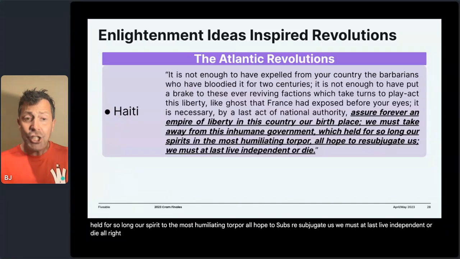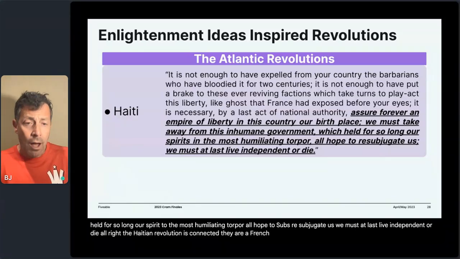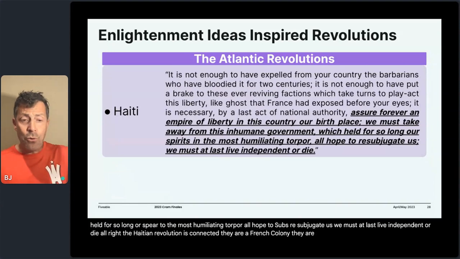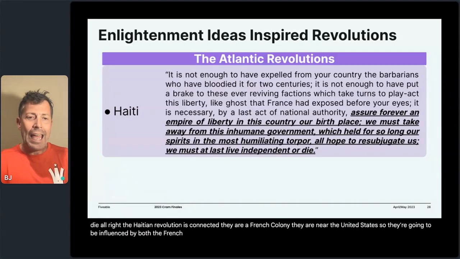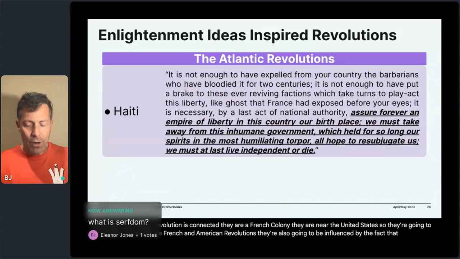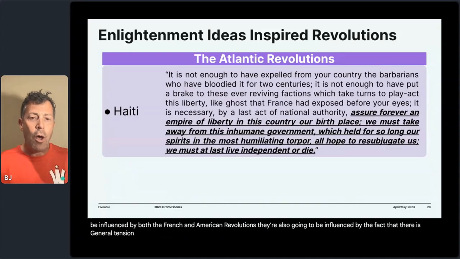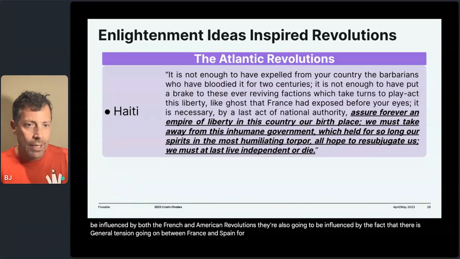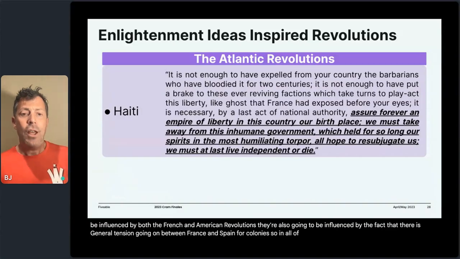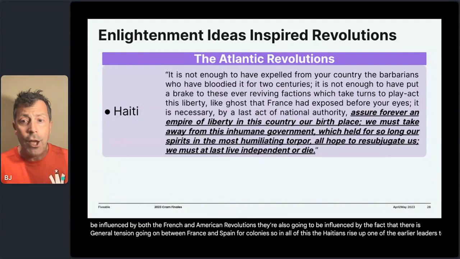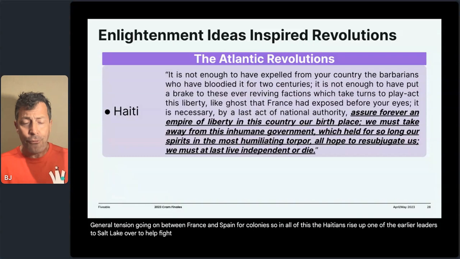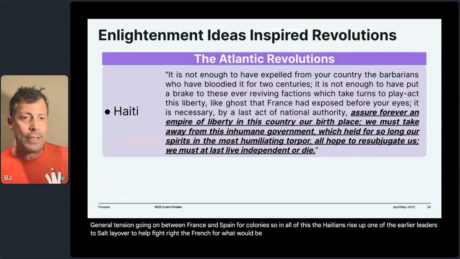All right. The Haitian Revolution is connected. They are a French colony. They are near the United States. So they're going to be influenced by both the French and American revolutions. They're also going to be influenced by the fact that there is general tension going on between France and Spain for colonies. So in all of this, the Haitians rise up. One of the earlier leaders, Toussaint Louverture, helped fight the French for what would be independence.